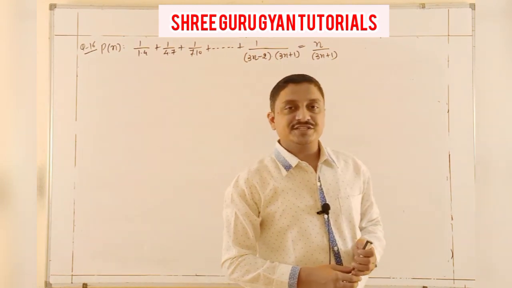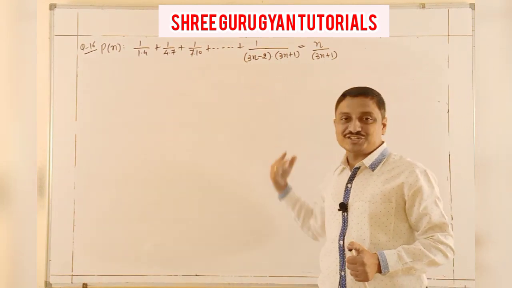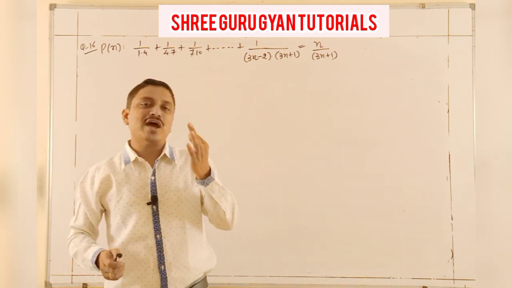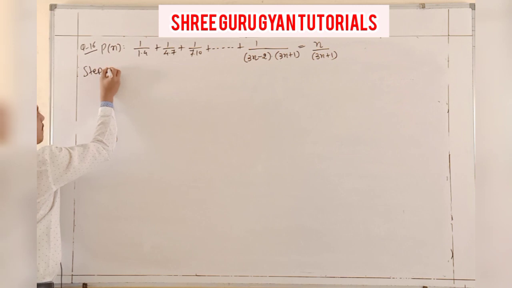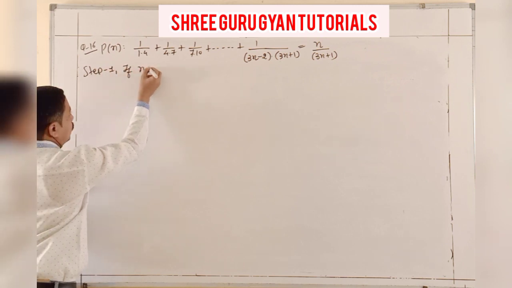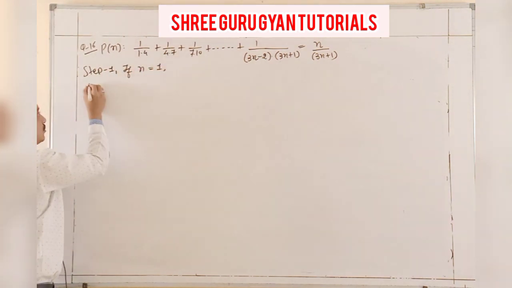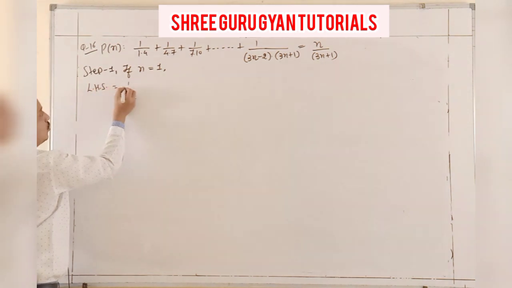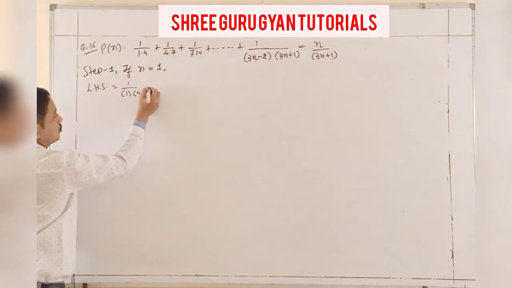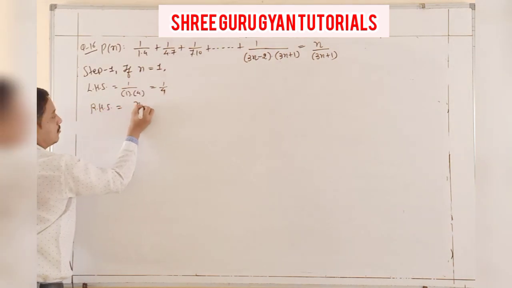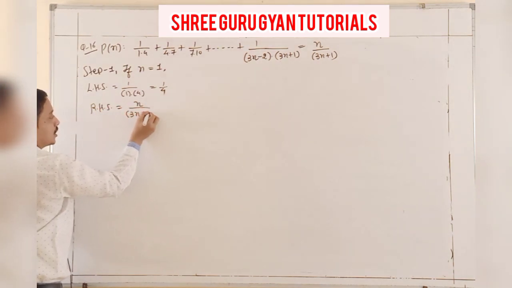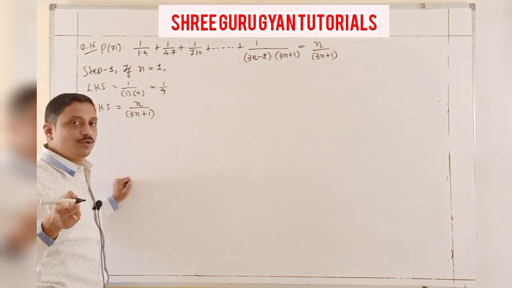Now students, I am going to one more question. Question 16 is also a very easy numerical. Step 1: if n is equal to 1, you check out here the LHS, 1 by 1 into 4, and RHS n by 3n plus 1. Just I put down n is 1.